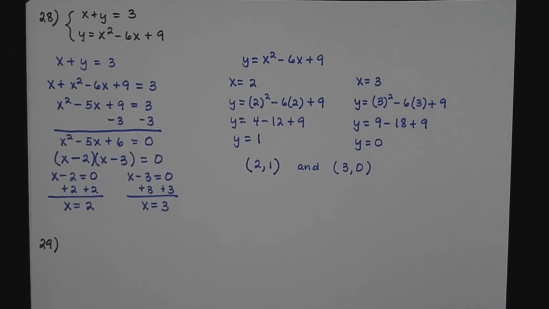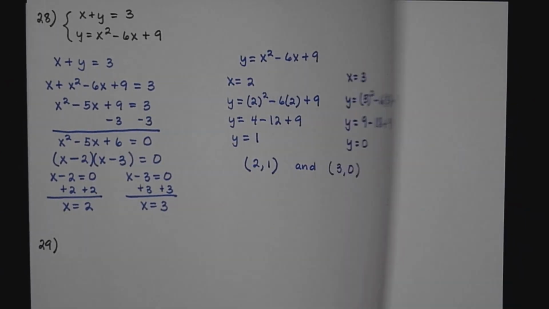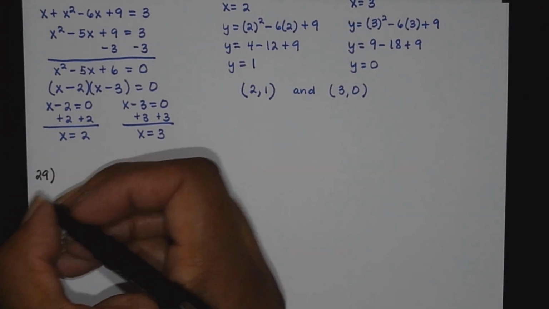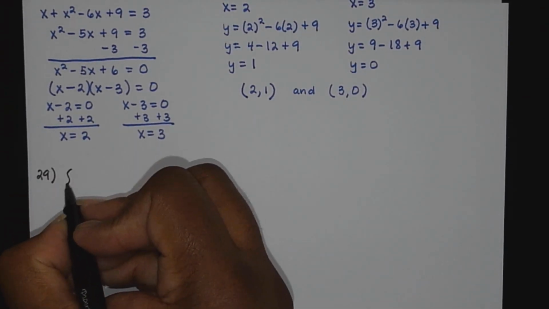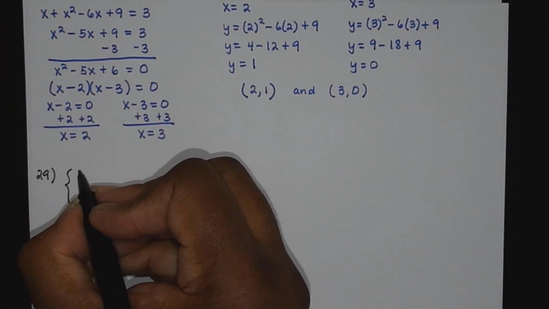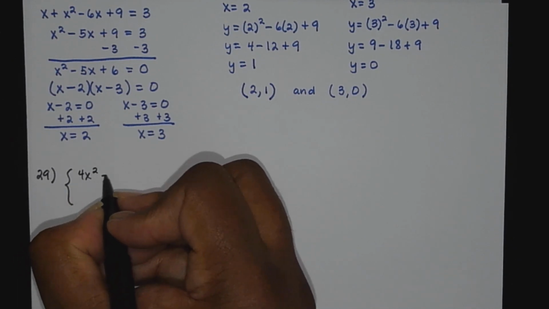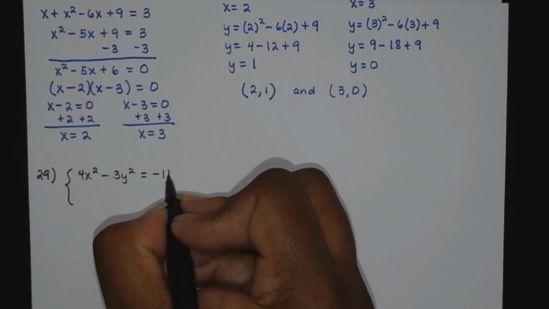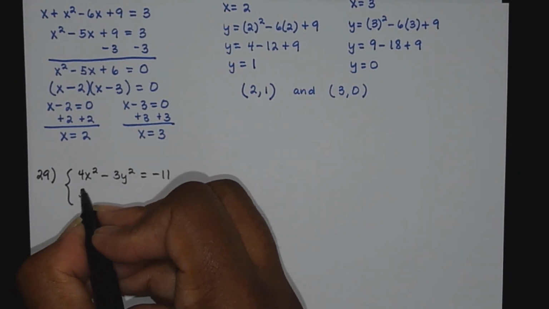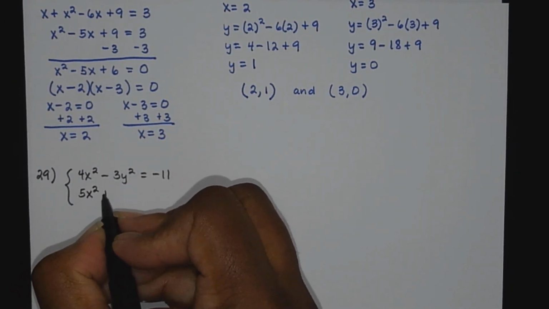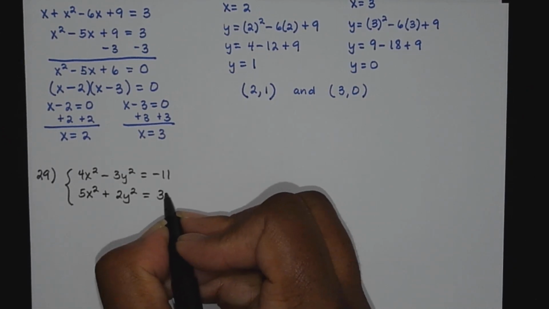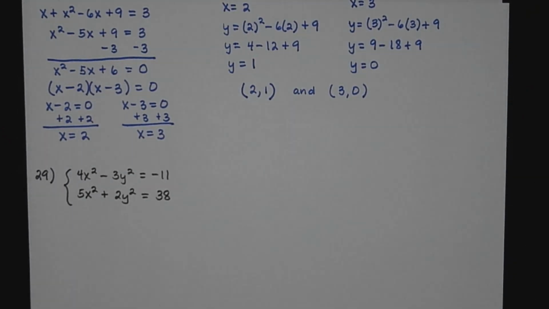All right, number 29. We're going to solve using the addition method here. So here we got 4x squared minus 3y squared equals negative 11. And the other equation is 5x squared plus 2y squared is equal to 38.